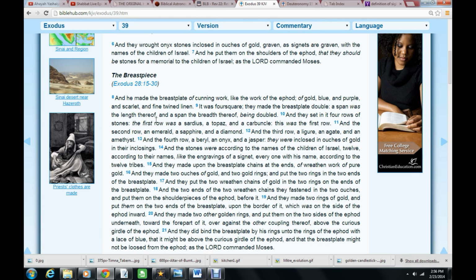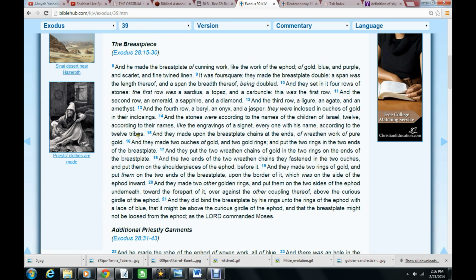Alright, let's continue. The breastpiece. And he made the breastplate of cunning work, like the work of the ephod, of gold, blue, and purple, and scarlet, and fine twined linen. It was foursquare, which means it was equilateral. They made the breastplate double. A span was the length thereof, and a span the width, the breadth thereof, being doubled.